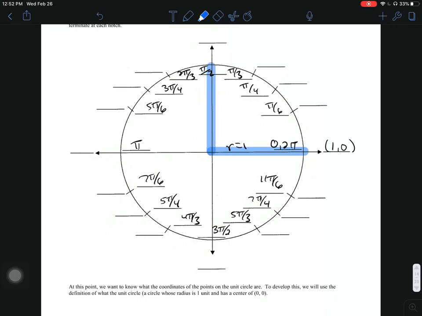This ordered pair here would be 0, 1. We went left or right, none. We went up 1. This ordered pair over here would be negative 1, 0. The negative y-axis, that would be the ordered pair 0, negative 1. And then back to the beginning, it's 1, 0. Those 4 ordered pairs are from quadrantal angles.